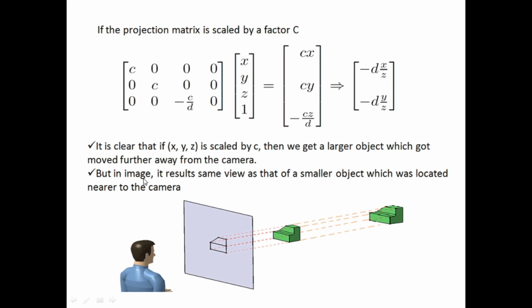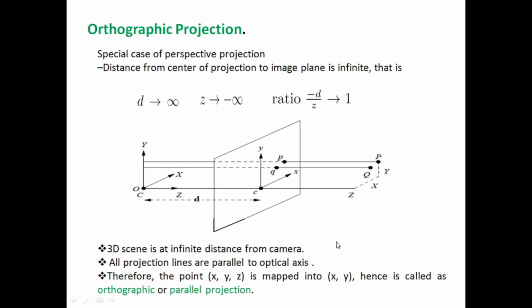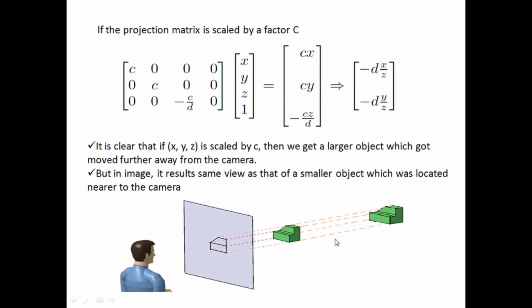But in the image it results in the same view as that of a smaller object which was located nearer to the camera. So even though the projection matrix is scaled, the object got moved and its physical attributes increased, the appearance of this object is still the same as in the previous case, which was not scaled. So the same view is obtained. This is the concept of the perspective projection matrix.